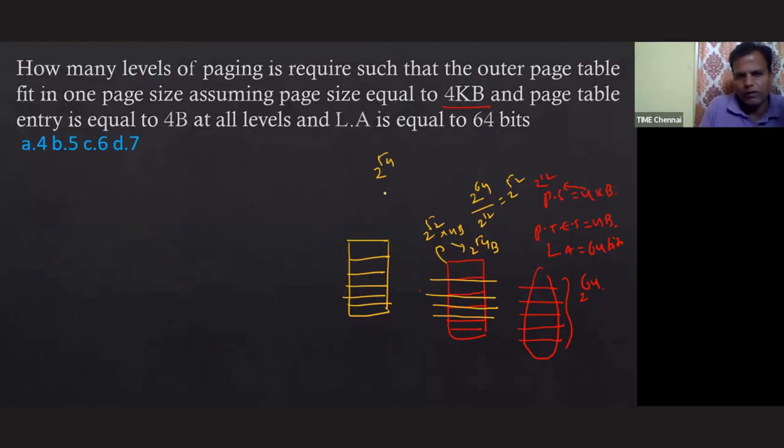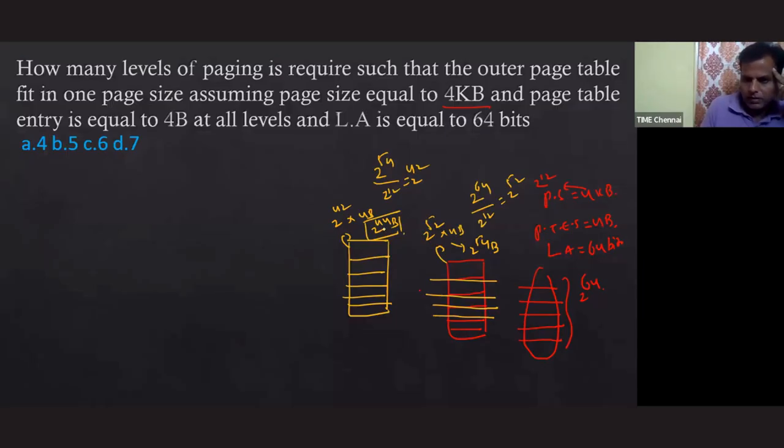So 2 power 54 by 2 power 12 equals to 2 power 42 pages are there. And information about these 2 power 42 pages I am maintaining inside this page table. Fine. So what is the size of this one, sir? 2 power 42 entries are there, and each entry size is what, sir? 4 byte, which equals 2 power 44 byte. Okay, fine. Getting this? Chalo, next one.